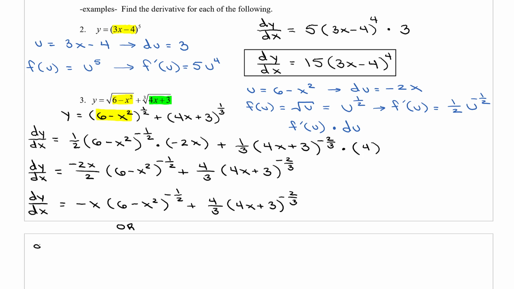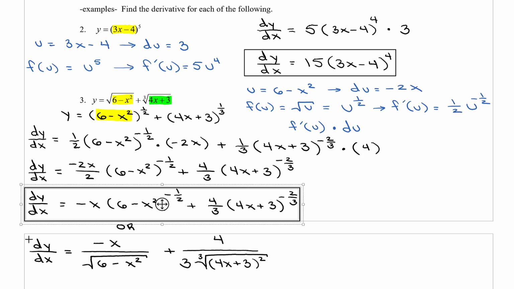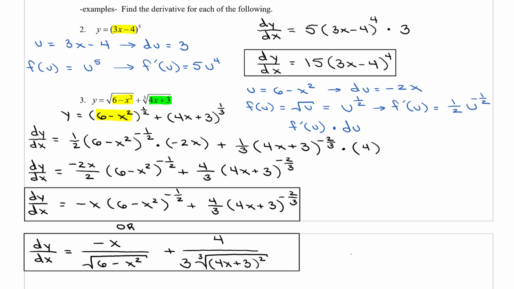Another way we could also write this is by writing this as dy dx equals negative x over the square root of 6 minus x squared plus 4 over 3 times the cube root, and inside the cube root we're going to have the quantity 4x plus 3, and that quantity inside the cube root is all being raised to the 2nd power, and I'm going to box both of those answers in.